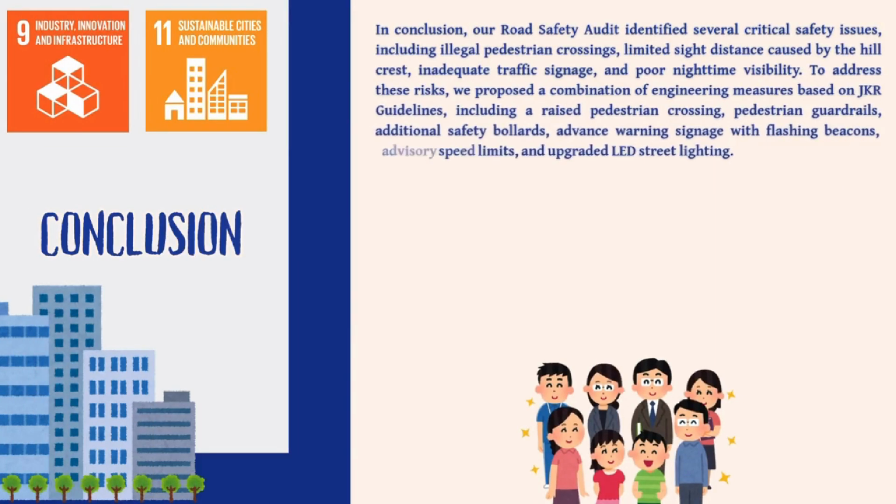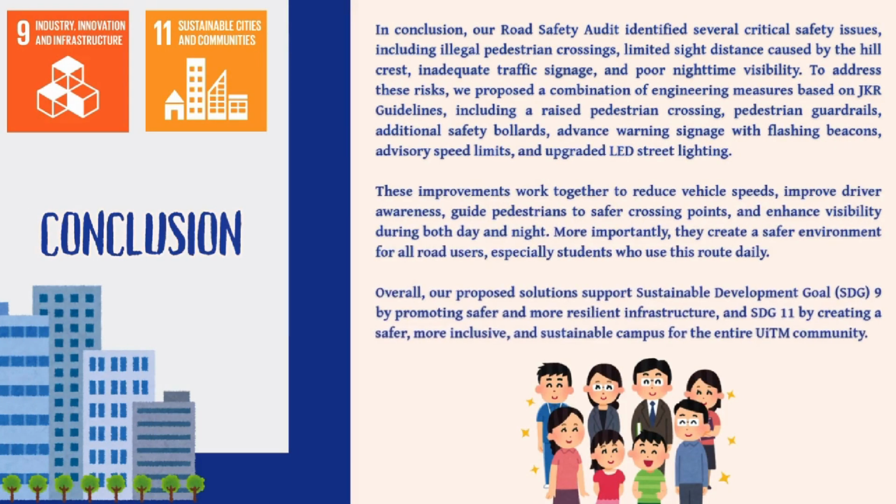In conclusion, our road safety audit identified several critical safety issues, including illegal pedestrian crossings, limited sight distance caused by the hill crest, inadequate traffic signage, and poor nighttime visibility. To address these risks, we propose a combination of engineering measures based on JKR guidelines, including a raised pedestrian crossing, pedestrian guardrails, additional safety bollards, advanced warning signage with flashing beacons, advisory speed limits, and upgraded LED street lighting.